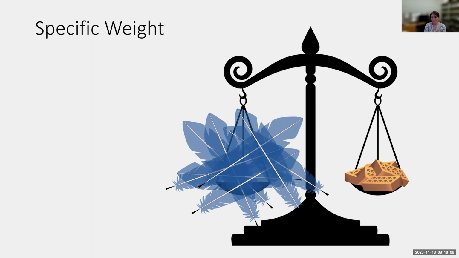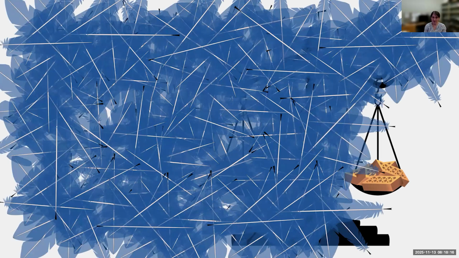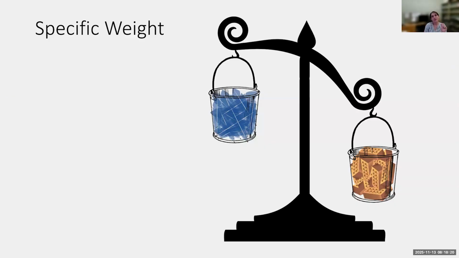So if we compare them based on a standardized weight, a ton of feathers to a ton of bricks, their volumes are going to be very different. We're going to have a lot more feathers than bricks to get to a ton. But if we compare the same volume of each, we see that a gallon of feathers is lighter than a gallon of bricks. Therefore, the specific weight of feathers is going to be much smaller than the specific weight of bricks.